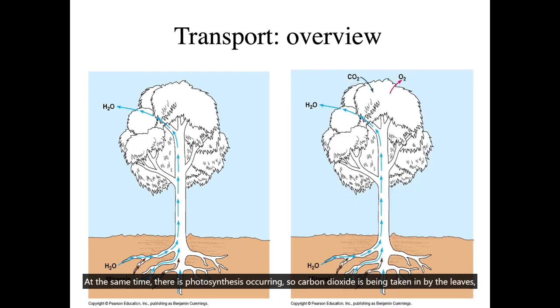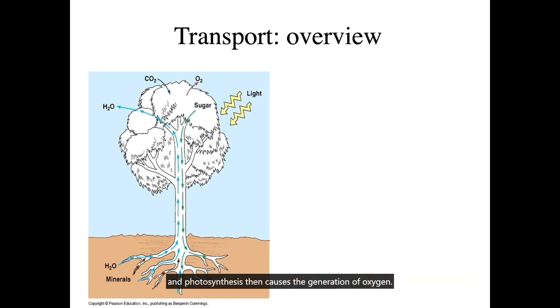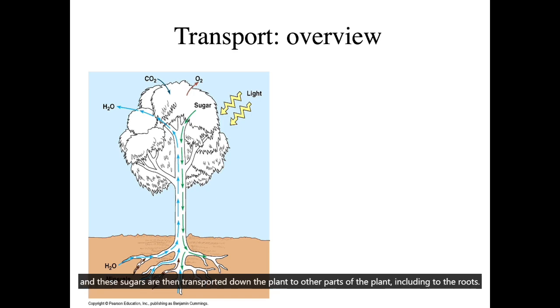At the same time, there is photosynthesis occurring, so carbon dioxide is being taken in by the leaves, and photosynthesis then causes the generation of oxygen. Photosynthesis produces sugars, so the site of photosynthesis is the leaves primarily, and these sugars are then transported down the plant to other parts of the plant, including to the roots. And this is done in the presence of light.